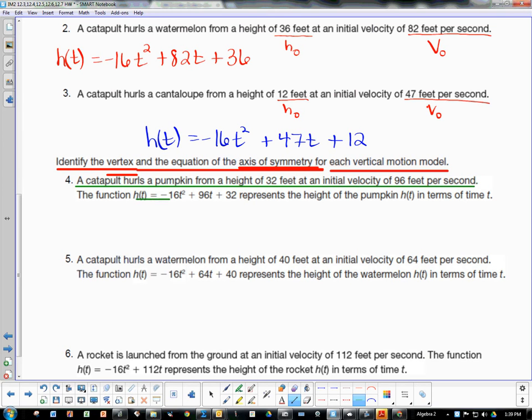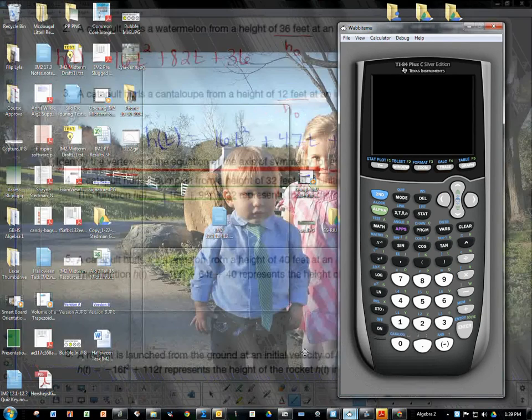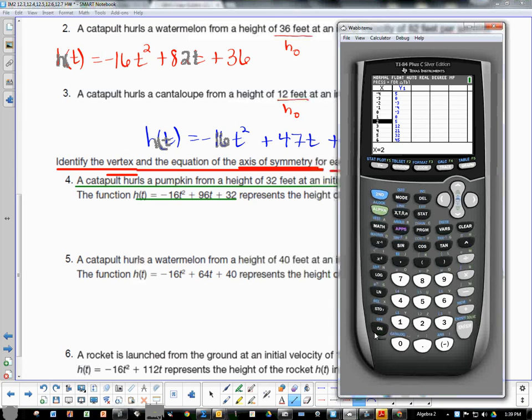Here's the function. They've given it to you. Okay, they've been nice and they've given that to you. What we need to do here is take out your calculator and let's go ahead and graph this thing. All right, here it is. Y equals, let's clear out anything that's in there. We have negative 16x squared plus 96x plus 32.